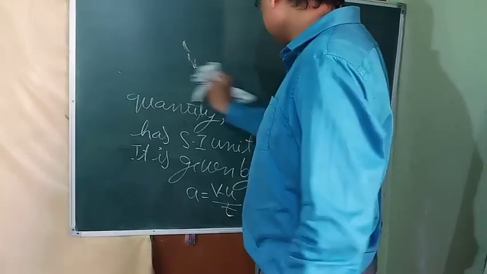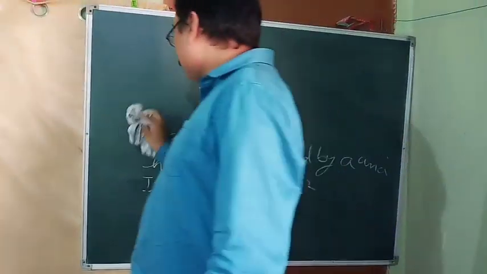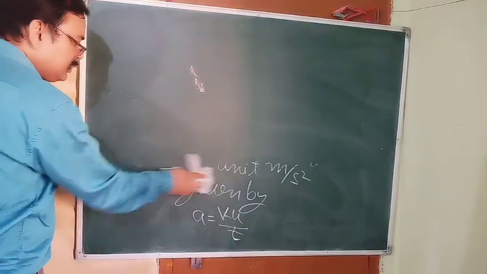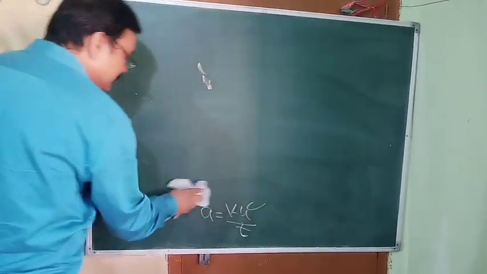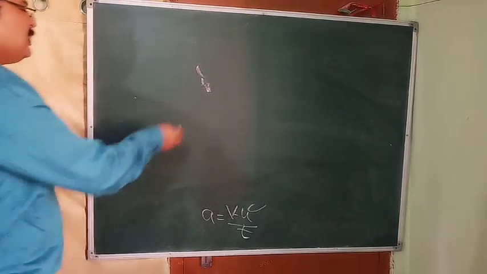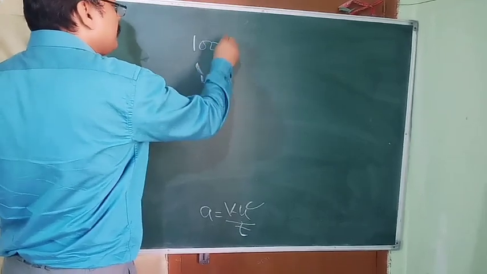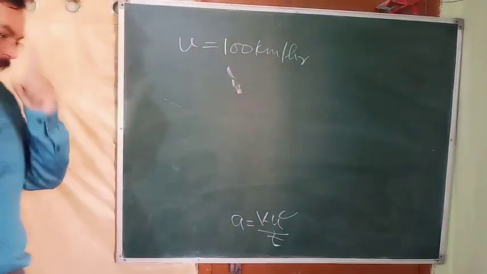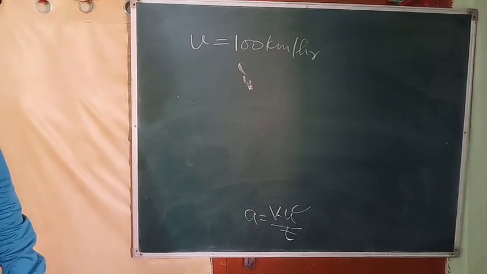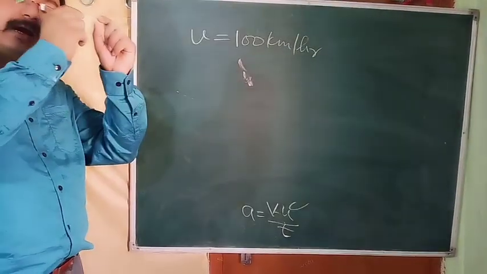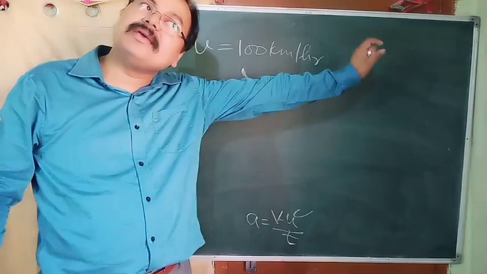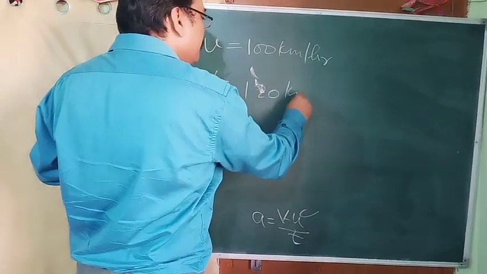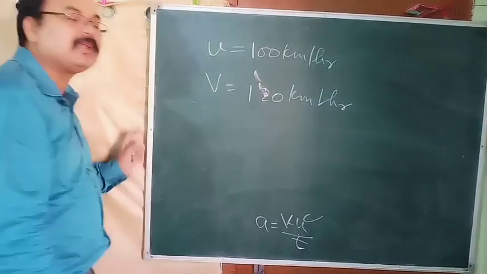See, suppose you are observing a car. Once the car came to your sight, you found that the initial speed you observed, the first speed, was, suppose, 100 km per hour. That is called your initial velocity, and that is u. And when that same car disappeared from your eye, its velocity was, suppose, 120 kilometer per hour. That is called your final velocity.